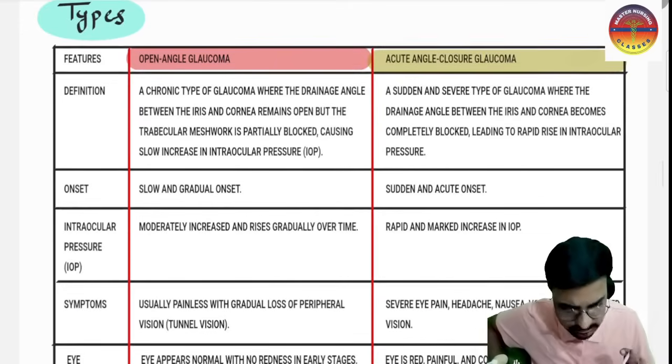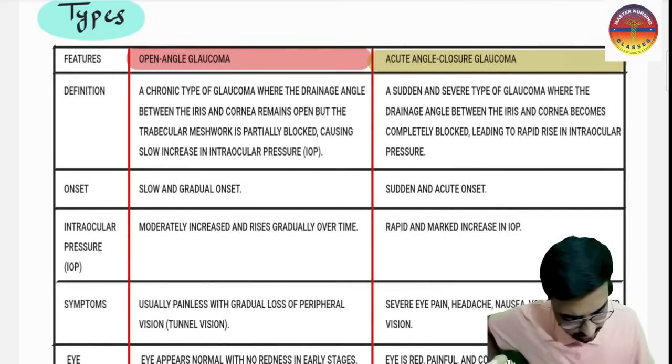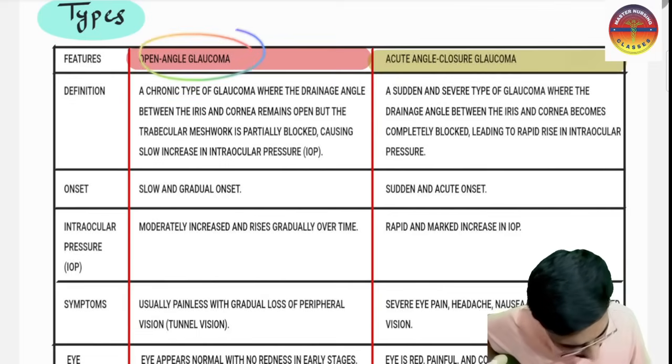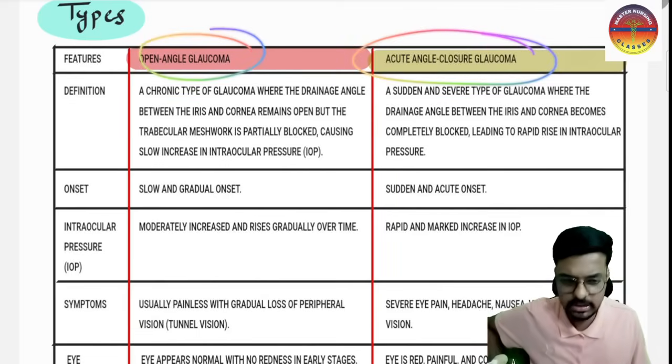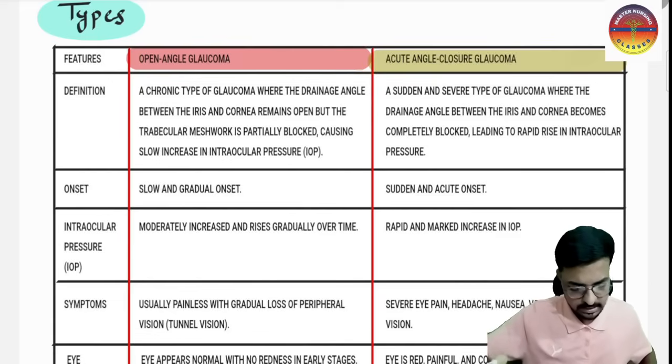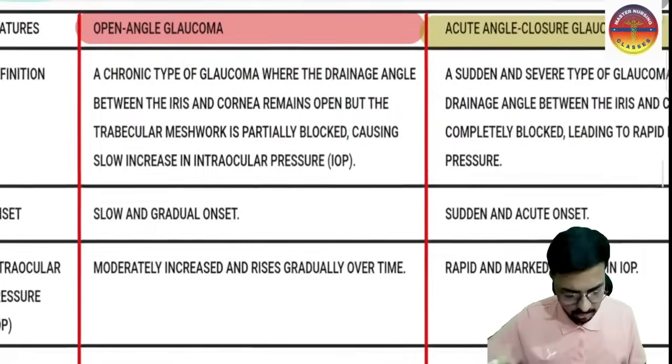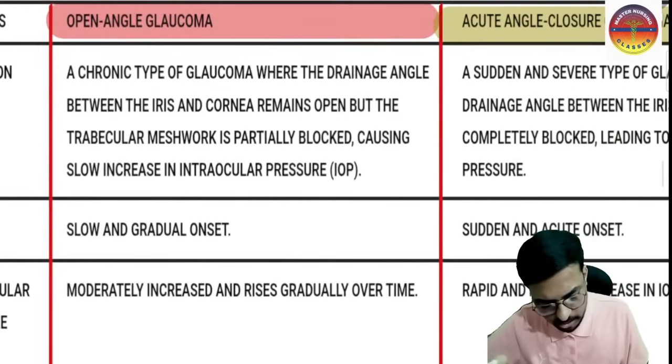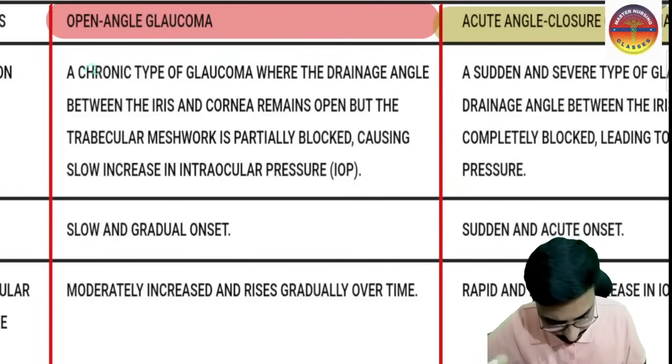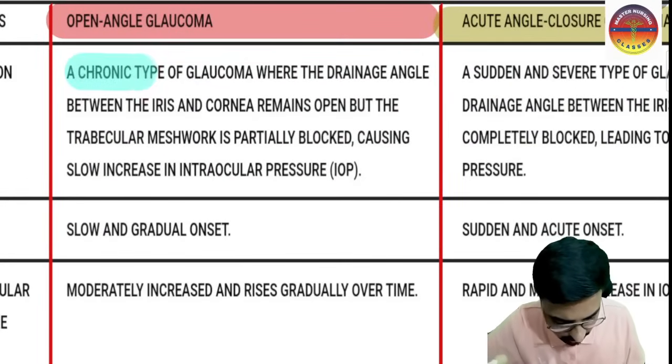We have two types of glaucoma here. The first one is open angle glaucoma. The second one is acute angle closure glaucoma. I already told you about open angle glaucoma. What is happening here? Open angle glaucoma is not sudden. It is chronic.